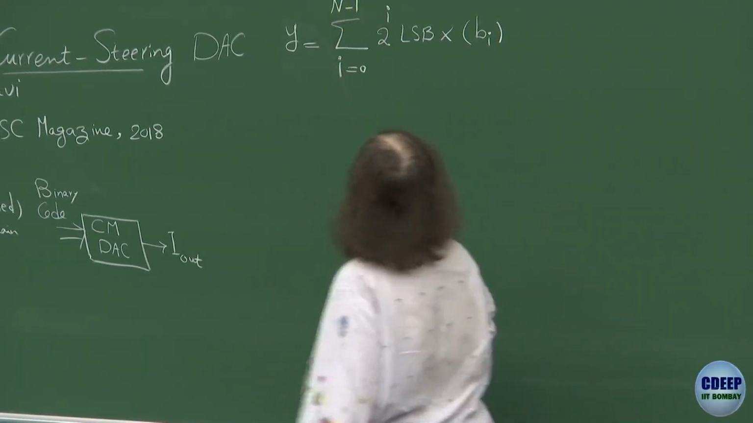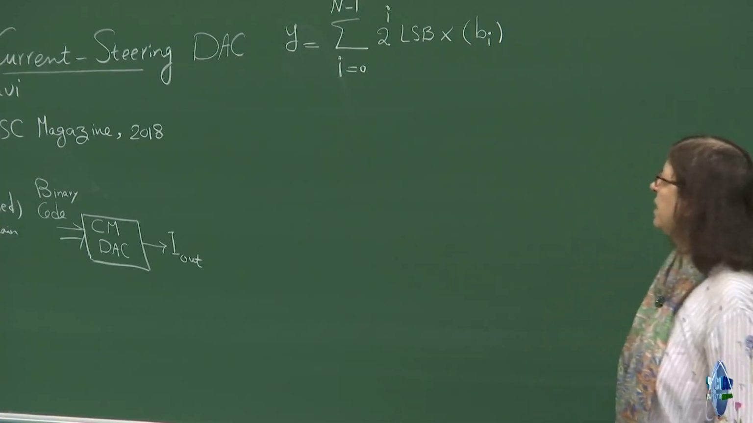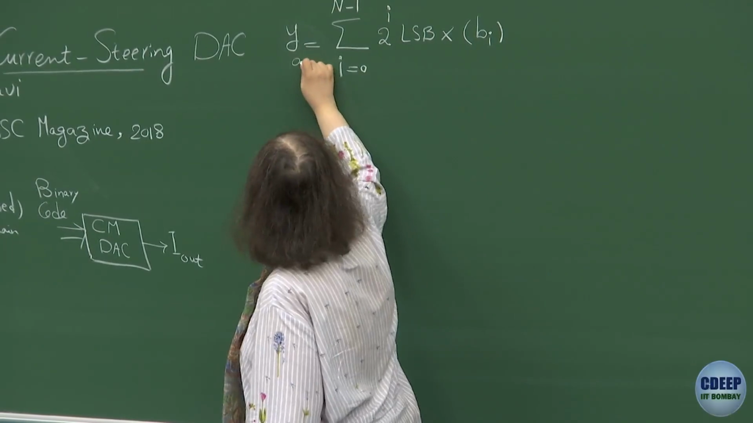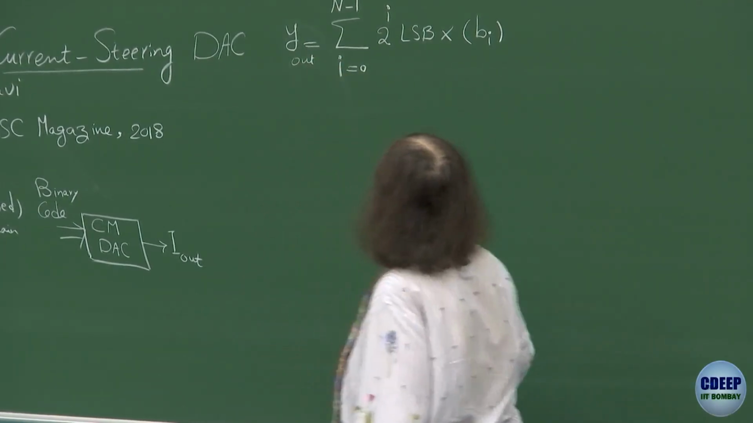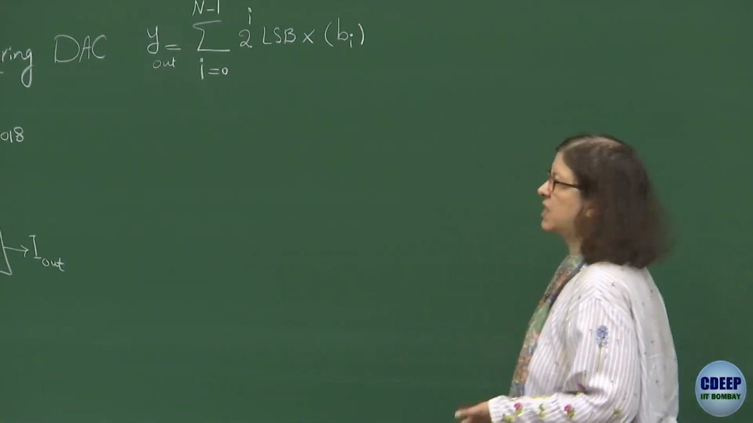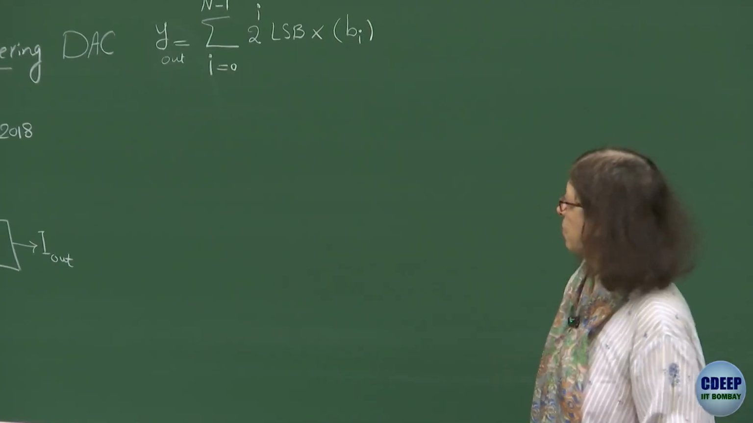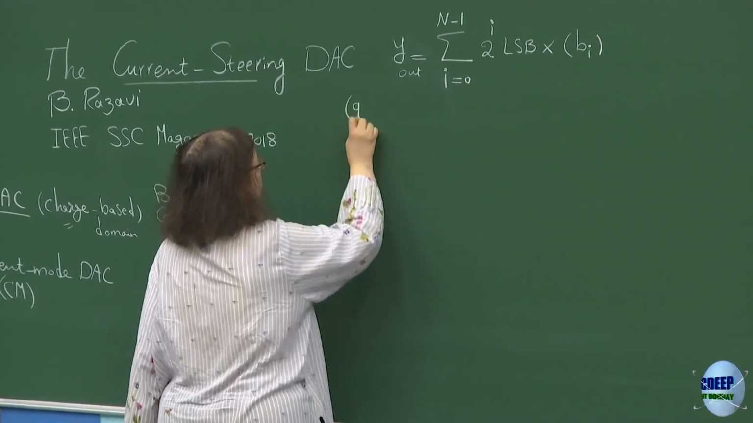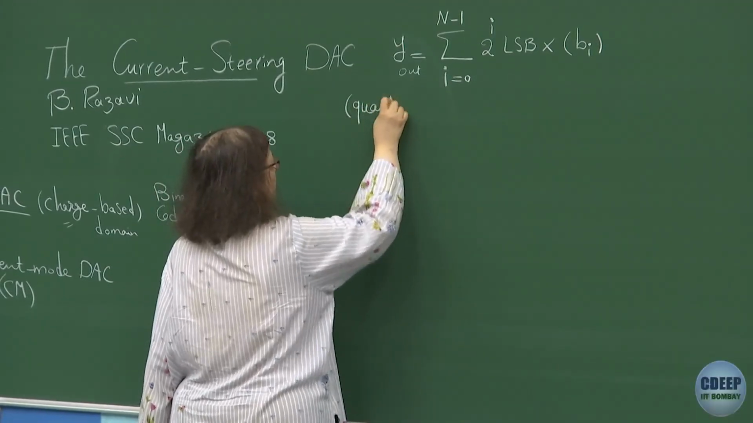If you are talking about an n-bit DAC, this is the generic form. And why do I write Y? Because I don't want to talk about current only. So it is eventually Y out. And these are discrete values, quantized values. So DAC output is always quantized.